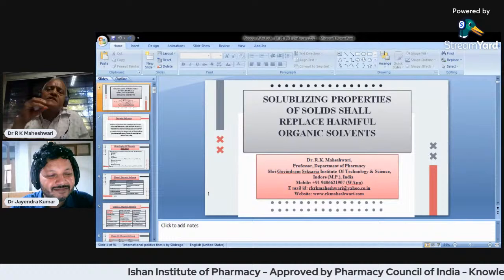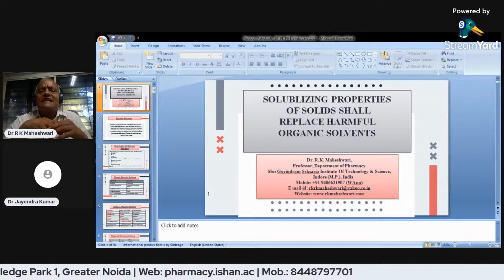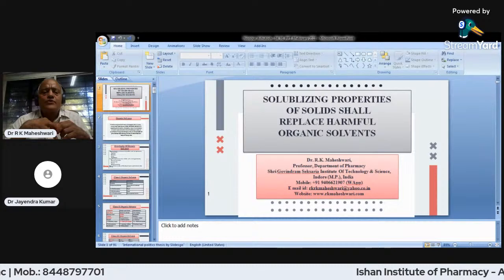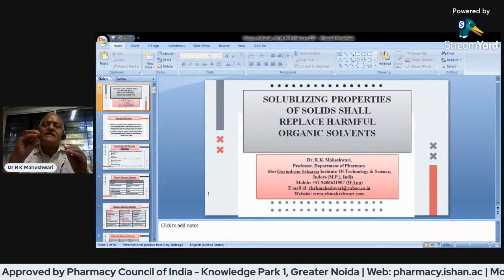the liquid state at room temperature, they all are known as solvent, but there is no universal solvent. Means whether it is DMSO, water, ethanol, methanol, chloroform, no liquid or so-called solvent is a universal solvent. Whatever the name of any solvent we take, that solvent possesses good solubilizing power for some solutes and bad solubilizing power for other solutes. This statement is correct for each and every so-called solvent.